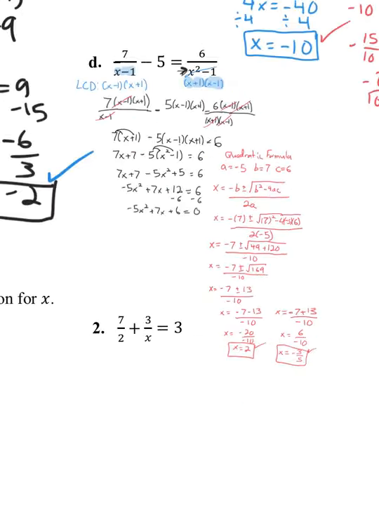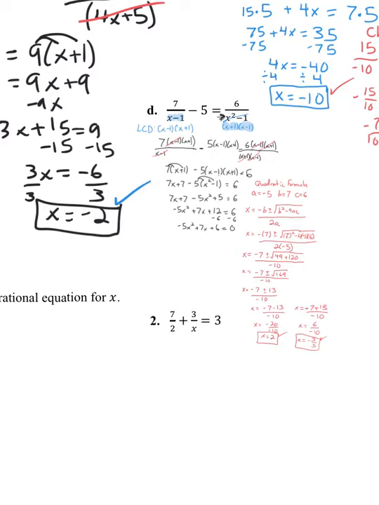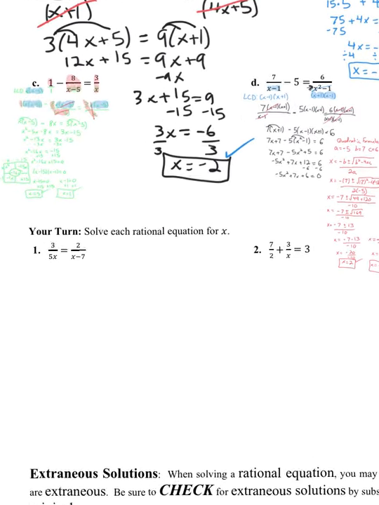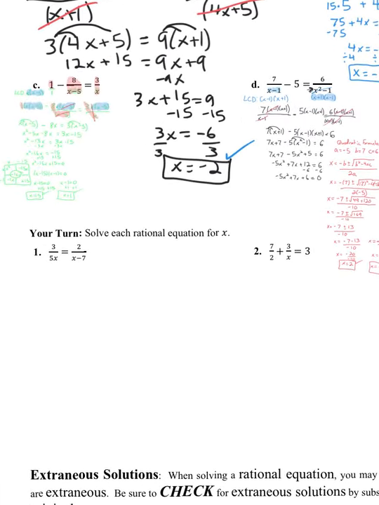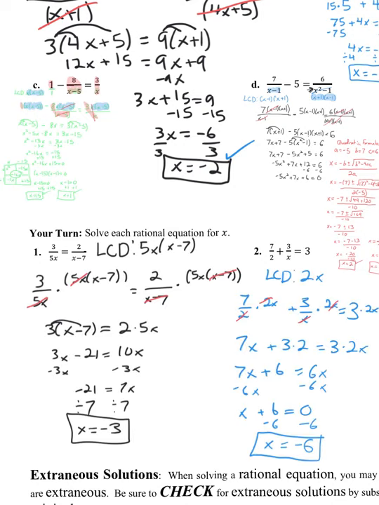All right, now I've just got two problems I want you to try. Find the least common denominator for problems 1 and 2, and then go ahead and solve. Try problems 1 and 2. Make sure to check your answers. We should have gotten x equals negative 3 for number 1, and x equals negative 6 for number 2. And remember, you can always plug back in and double check that answer. Any questions on 1 or 2 before we move on to the last couple examples for today?